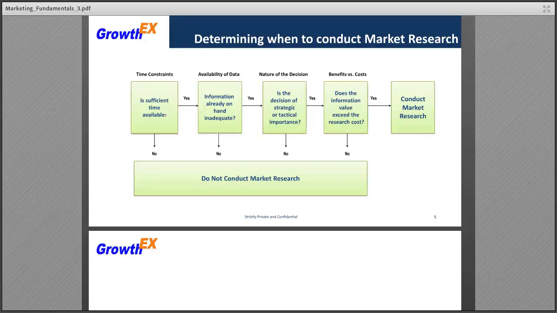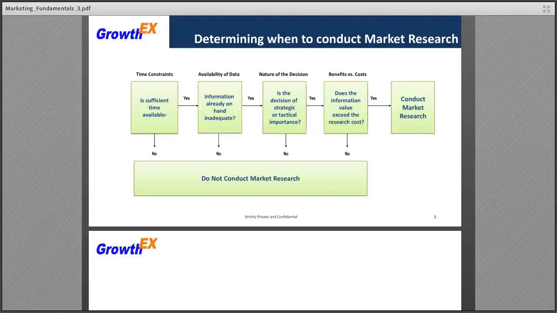Now the first and foremost thing I will check is: do I have sufficient time in hand? Because every market research process is going to take some time for me to execute and come up with the results. So first of all, I need to understand, do I have sufficient time with me? If I don't, I will not conduct market research.